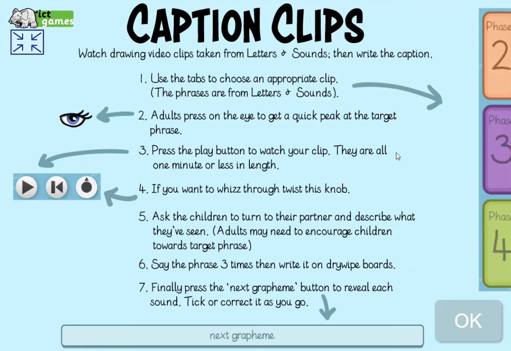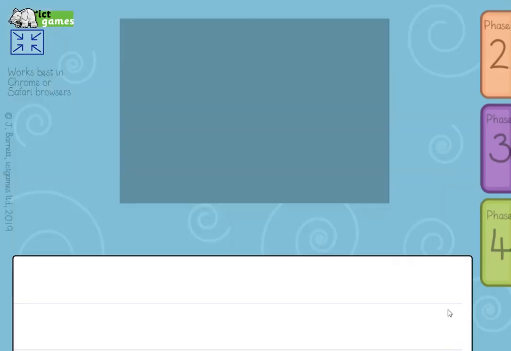So this video today is to describe how to use the Caption Clips resource on ICT Games. It's linked to an idea of captions from Letters and Sounds, the phonics program. Basically, you're going to play a draw. There'll be a video playing here, and the children will watch the video. It'll be a 1 minute long video, and then they'll talk about it with their partner, and then you'll settle on a sentence, and they'll write it on their dry whiteboards, but it will also appear down here.